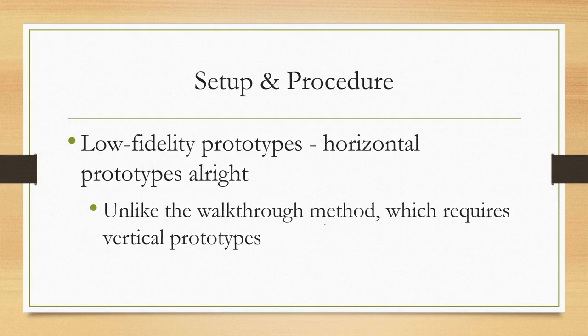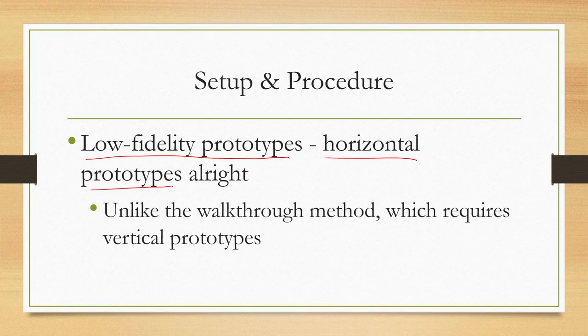So, what does the evaluator need to do? The evaluator will get this list and a prototype. Now, unlike cognitive walkthrough, in heuristic evaluation we require a low fidelity prototype, which can be a horizontal prototype, because here we are not relying on tasks. So, execution sequence is not important, rather the elements present are more important. However, vertical prototypes can also be used to see the nature of interaction with respect to the checklist.